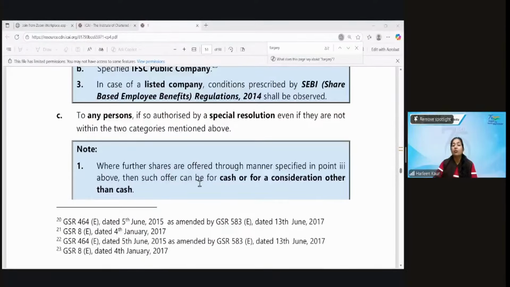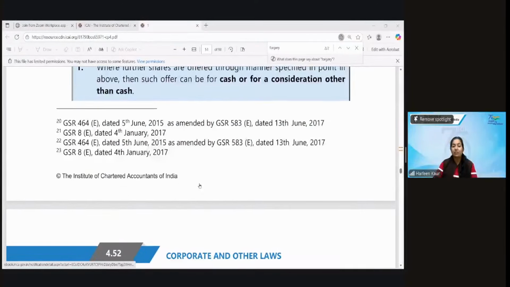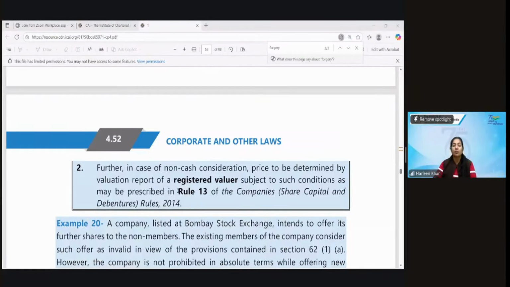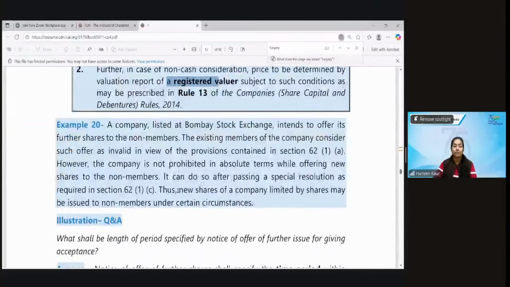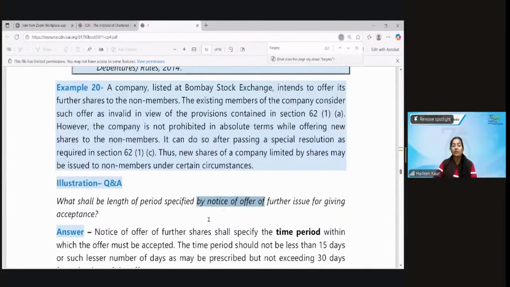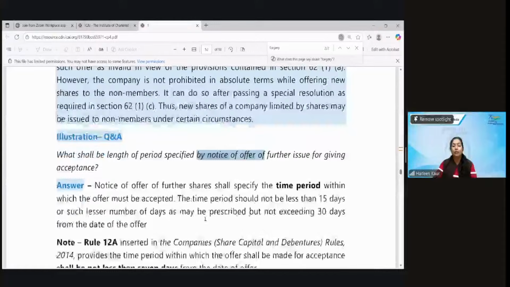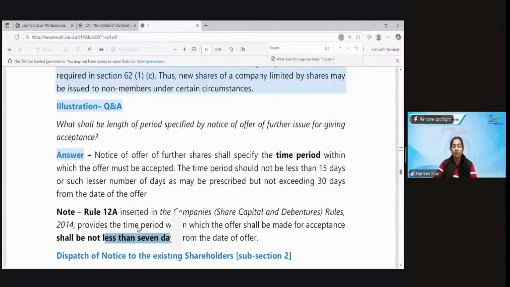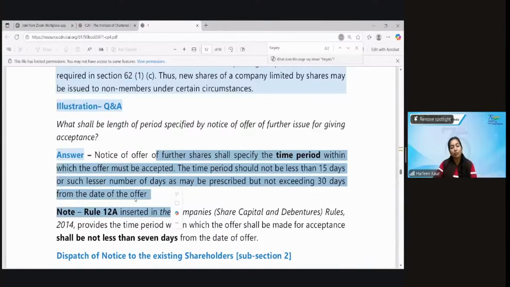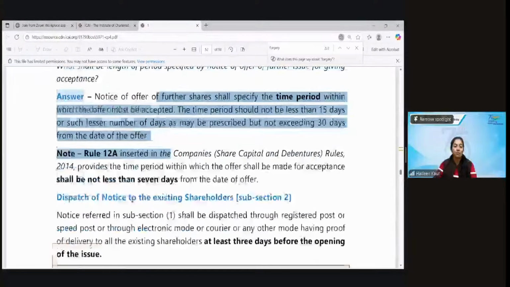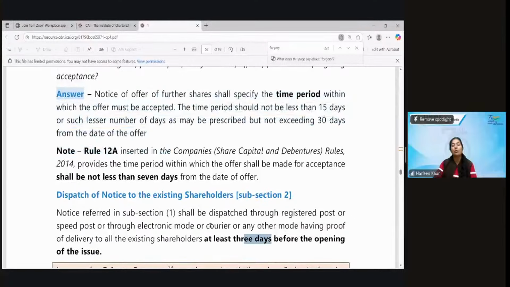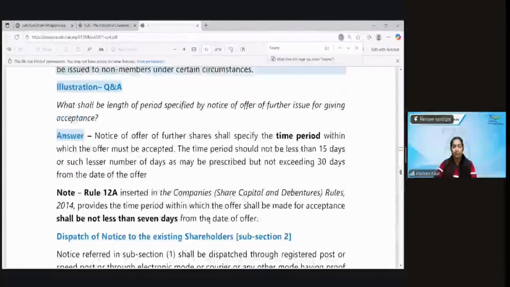Where the shares are issued for cash or consideration other than cash, then again for non-cash consideration, a valuation report has to be taken from the registered valuer. What will be the length of notice period? We have already done 15 to 30 days. However, a new clause has been inserted that at least minimum 7 days should be given. So if a question related to the length of rights issue comes, then you have to write the answer in the same way. Dispatch of the notice shall be given at least 3 days before the opening of the issue.